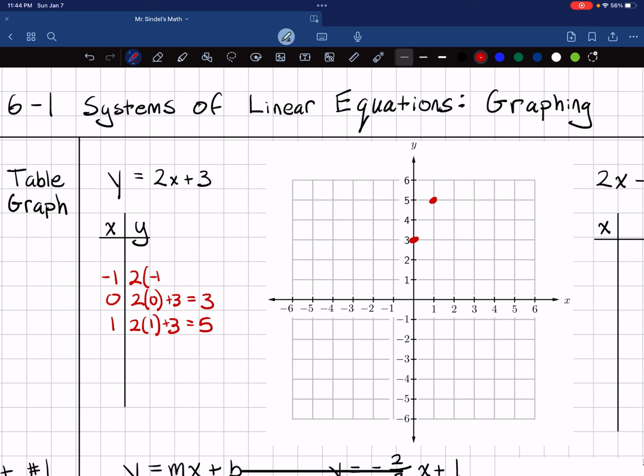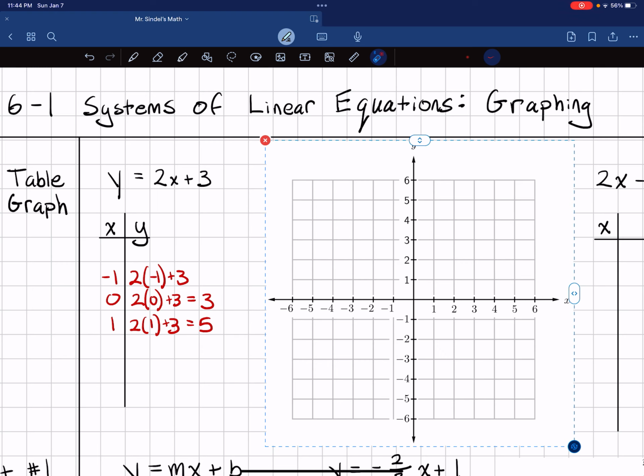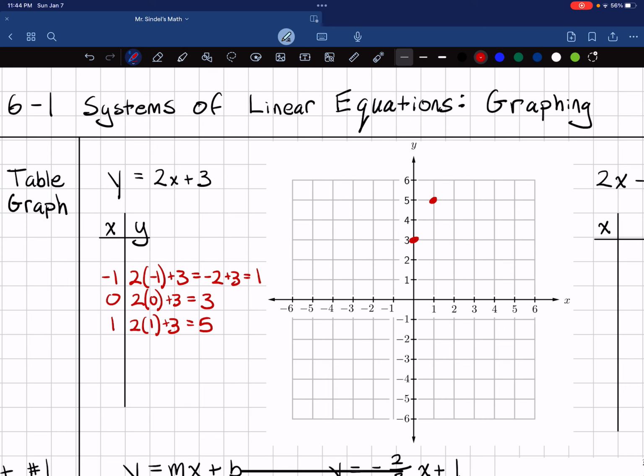2 times -1 plus 3. Again, I'm plugging in -1 into this x right here, and I'm going to see what happens. So now I have 2 times -1. Whoa. 2 times -1 is -2. I think I need to write this out a little bit more. This is now -2 plus 3, and -2 plus 3 is 1, which means when I plug in -1, I have a height of 1. When I plug in -1, I have a height of 1.